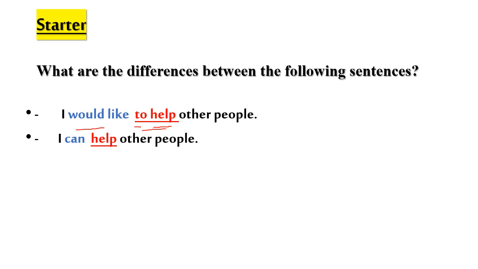What do I call this combination? Well, you will get the answer to this question by the end of this lesson. Example 2, I can help. So can is a modal verb, and what comes after the modal verbs is always the base form of the verb. Help, I can help. So what do I call this form? Well, you will get the answer to this question also by the end of this lesson. So please follow me.